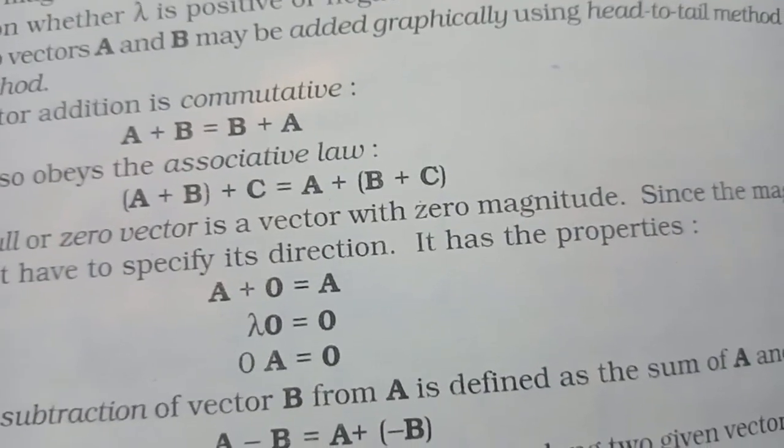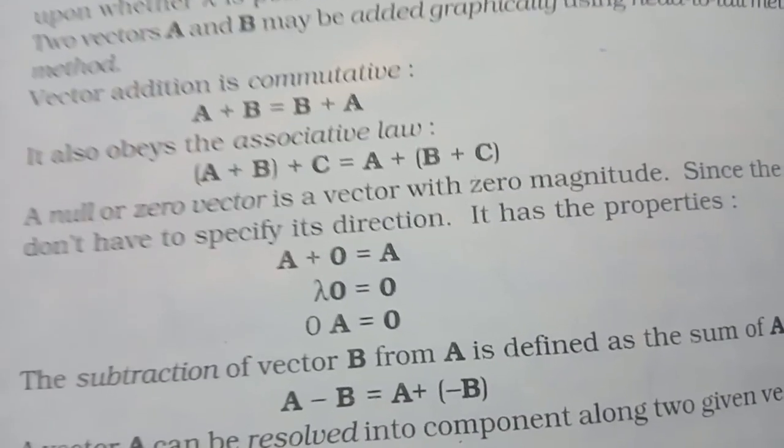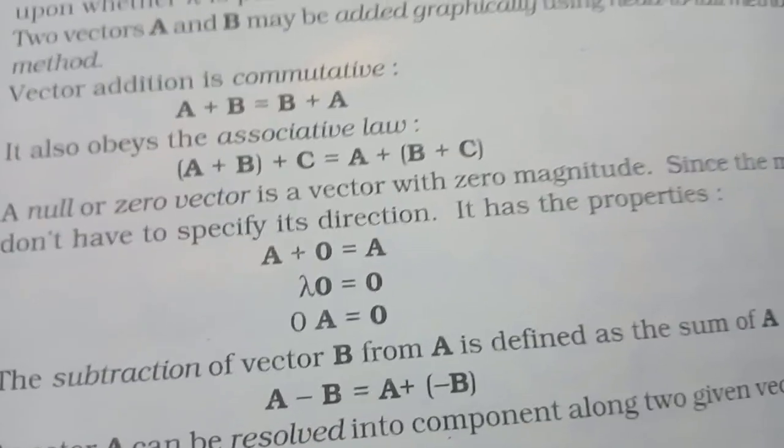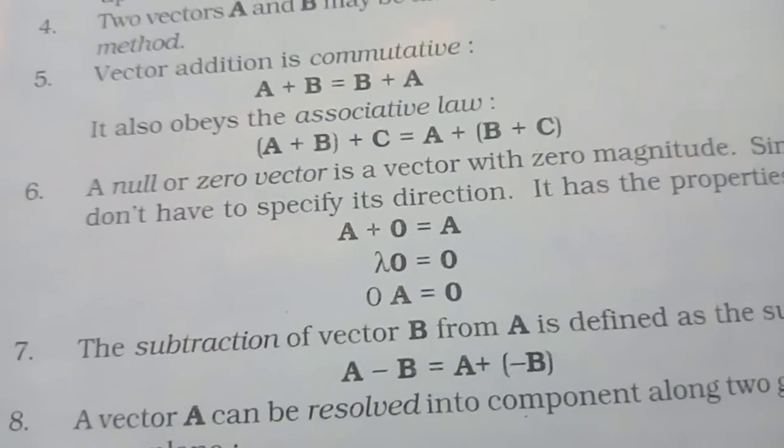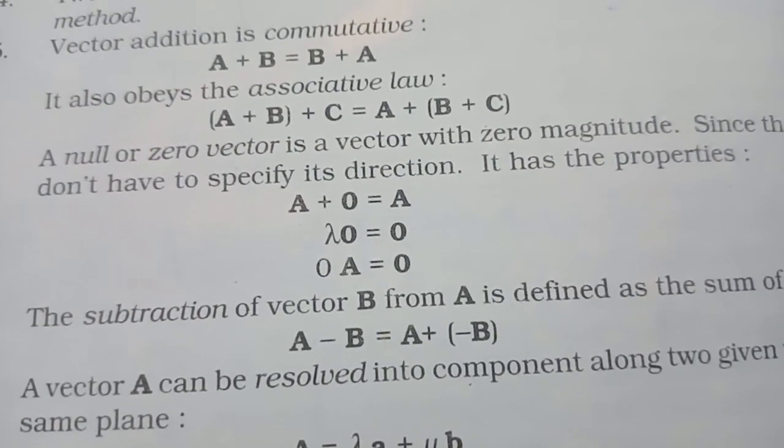Vector addition is commutative. A plus B is equal to B plus A. It also obeys the associative rule. A plus bracket B plus C is equal to bracket A plus B bracket plus C. A null or zero vector is a vector with zero magnitude. Since the magnitude is zero, we don't have to specify its direction.